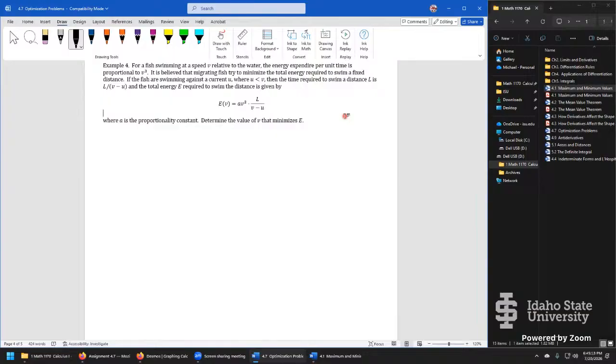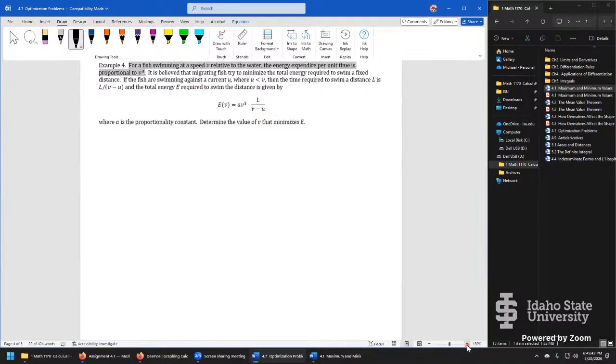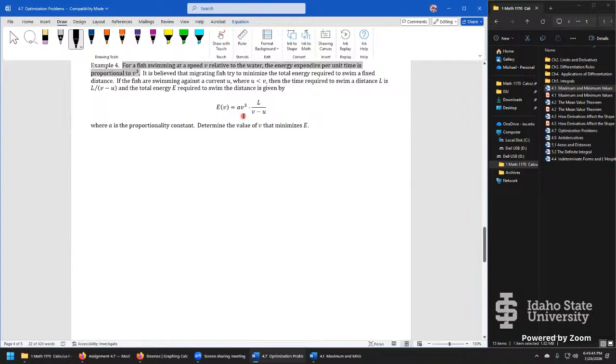And here's how this one goes. It says, for a fish swimming at a speed v. So imagine a salmon or a trout. That's how fast it's going to swim relative to the water. The energy expenditure per unit time is proportional to v cubed. So we have v cubed here, a times L divided by V minus U. So a pretty complicated proportionality constant. But it looks like the first sentence is just setting the context. E is going to be energy expenditure, and V is velocity of the fish.